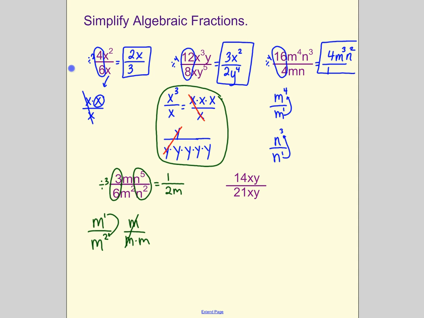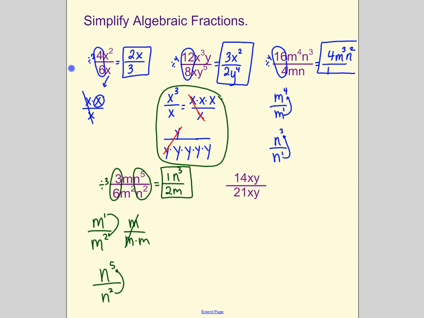Now your n's, you have n to the 5th over n squared. Well, if these two n's cancel out 2 of those 5, how many n's do you have left? And you have 3 of them left, and they are left up there on the top.